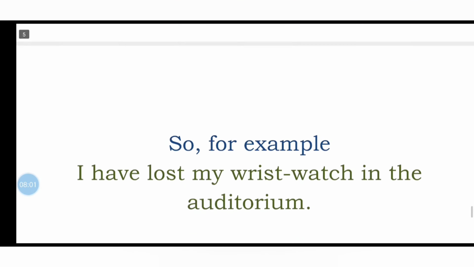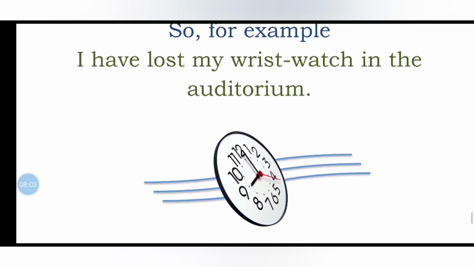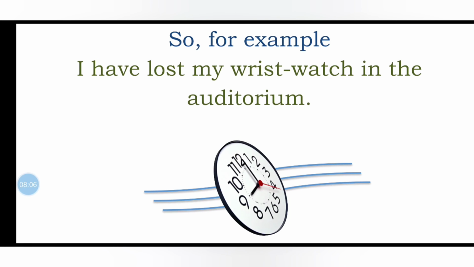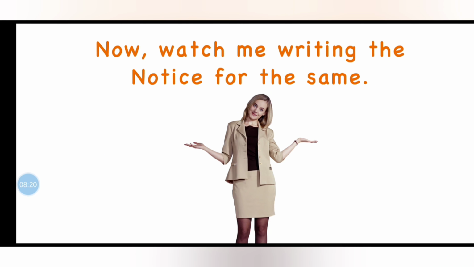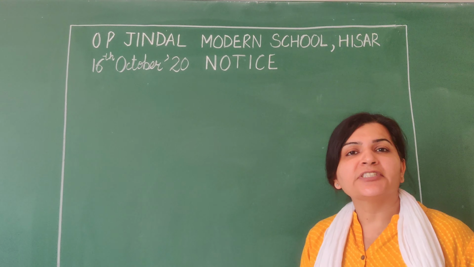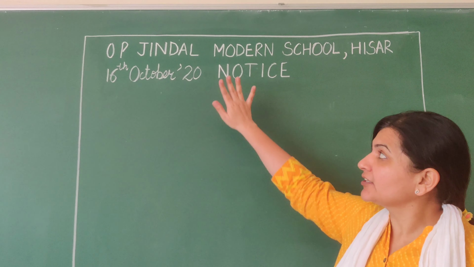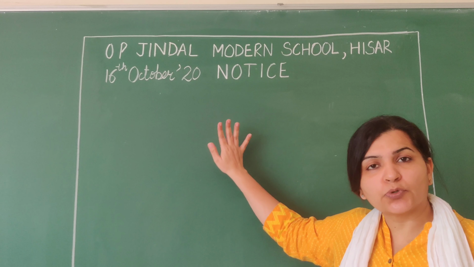For example, I have lost my wristwatch in the auditorium. So the question would be something like, you have lost your wristwatch in the auditorium, write a notice about it. Okay, so that is the question statement. So now watch me writing the notice for the same. So here we are, children, and I have already done 4 steps on the board for you.